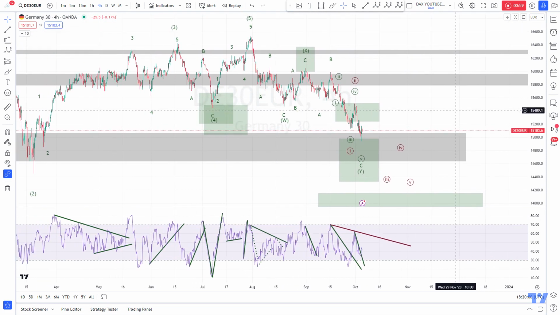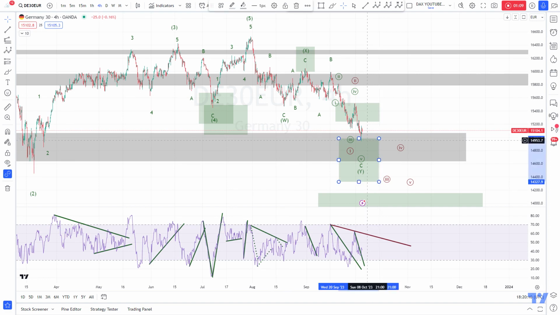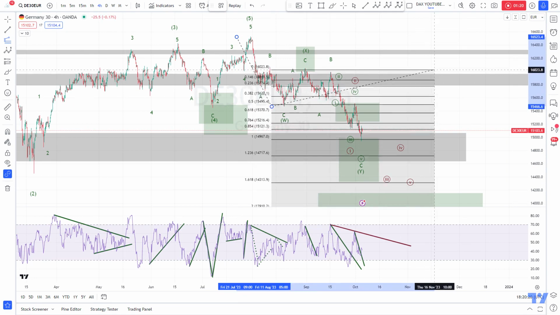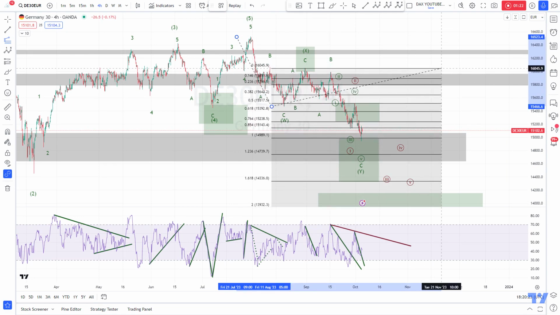Now, as you can see, we are doing a corrective move. I believe this corrective move is a WXY pattern. And today, as you can see, we touched the equal leg area. So this area here, if we take the length of the wave W, the length of the wave X, then we find the area where the wave Y should end. Here, the area between the 1 and the 1.618 FIB extension. We touched this area today and we had a reaction to the upside.